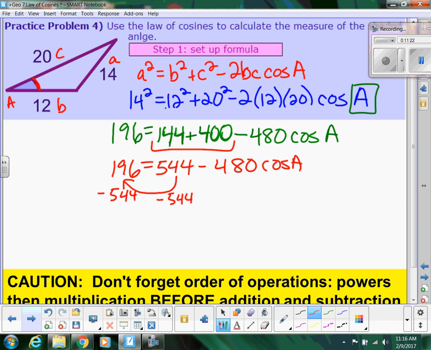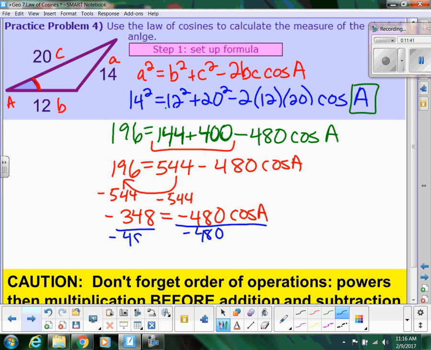All right, so 196 minus 544. That gives us negative 348, and that's equal to a negative 480 cosine of A. So now you're able to divide by this coefficient in front of the cosine of A. So you're dividing by the negative 480.